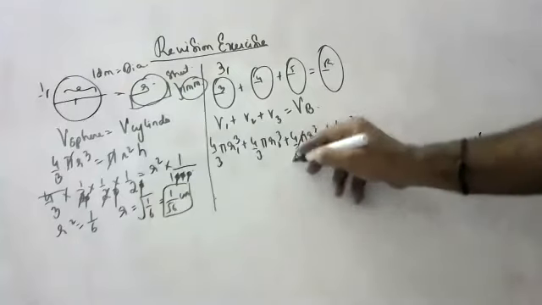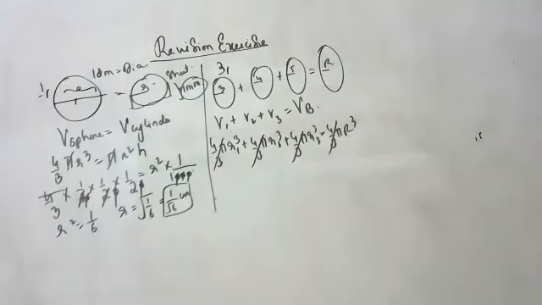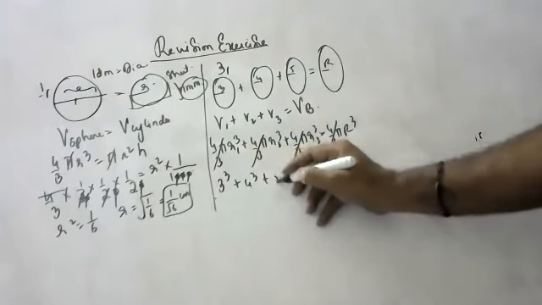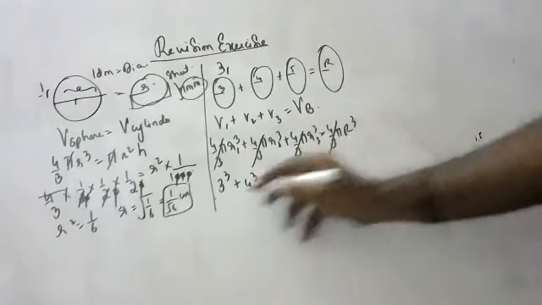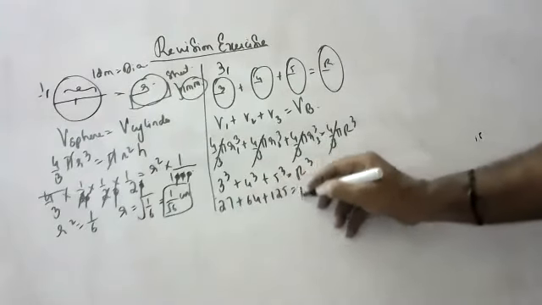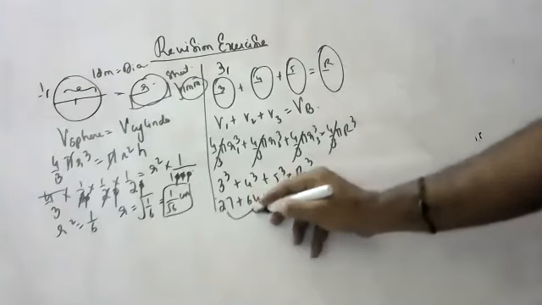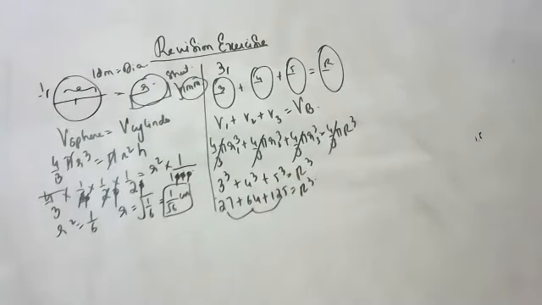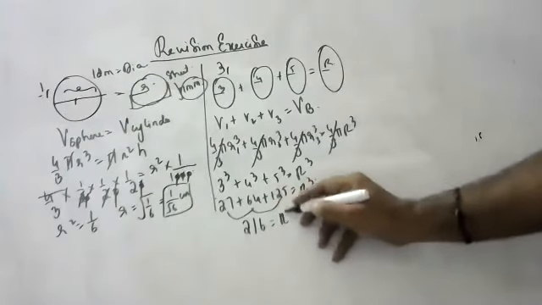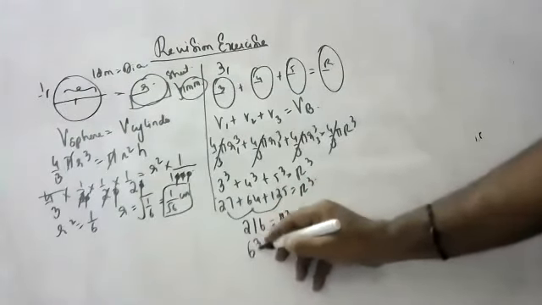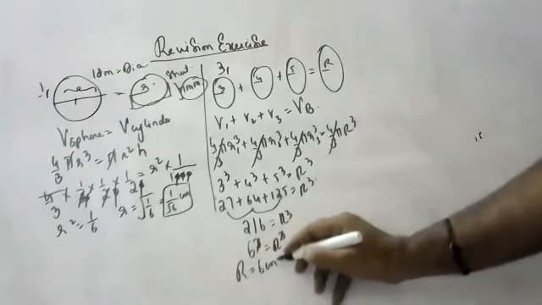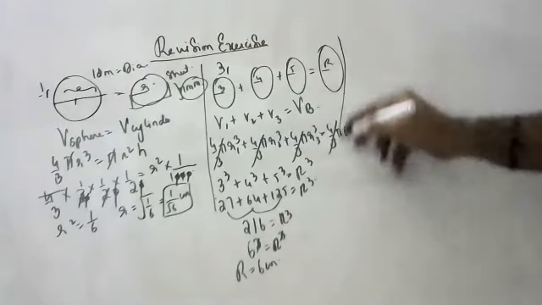4 by 3 pi cancels. 3 cube plus 4 cube plus 5 cube is equal to big R cube. 27 plus 64 plus 125 is equal to R cube. How much? 216. 216 is equal to R cube. 6 cube is equal to R cube. R is 6 centimeters. The radius of the big sphere is 6 centimeters.